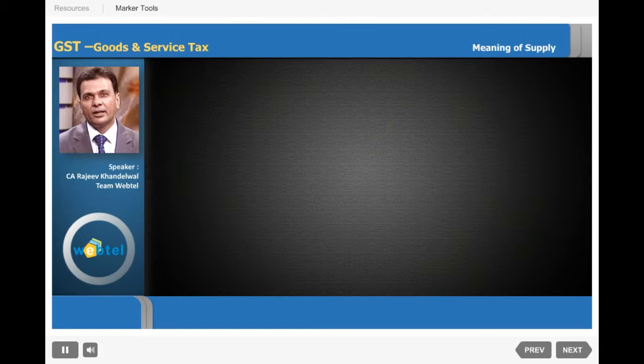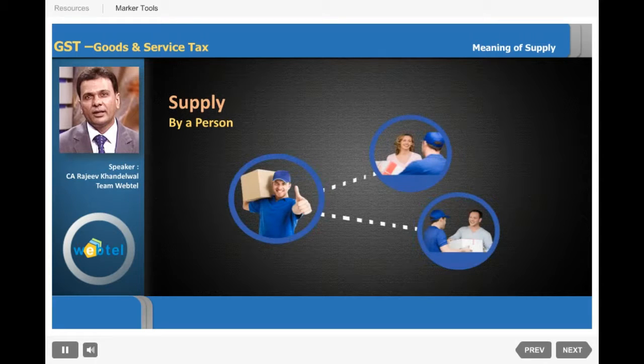Supply by a person. To be supply, it should be by a person. Obviously, it will not take place in air. There has to be some person. So supply has to be by a person. But if you see the definition, it is not to a person. Now, what difference does that make? The difference is that even if the supply is to a different person, obviously it is covered.